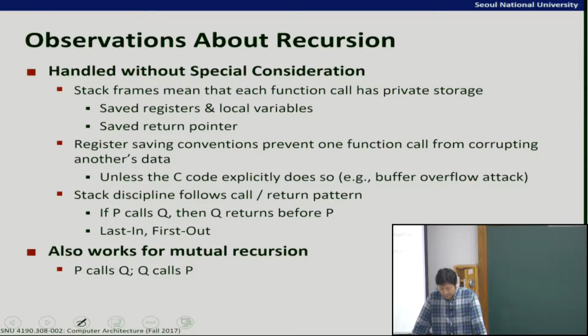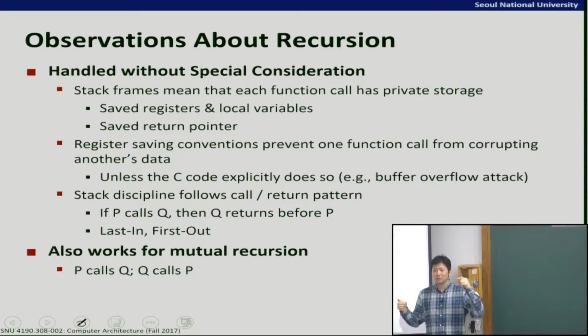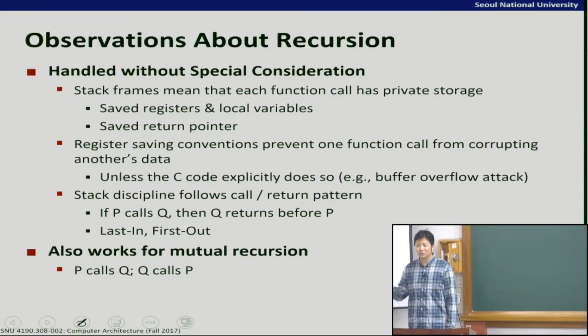By the way, this recursive relationship also works for mutual recursion. Mutual recursion means P calls Q and Q calls P. Then there can be a chain of function calls. So it will be like P1 calls Q1 and Q1 calls P2. P2 calls Q2. Q2 calls P3. P3 calls Q3, and so on.